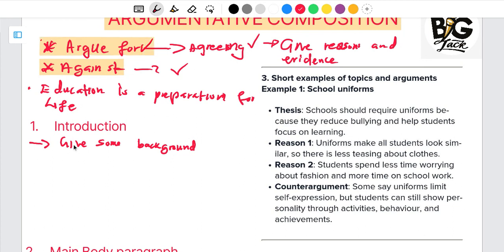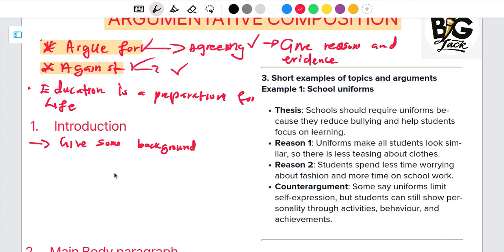So here, by giving some background, I'm going to say, according to the history of education in Zambia, a long time ago, or many years ago, when people were not educated, they were like this and this. But you have to stand on one side, not whereby you say, long time ago, even if people were not educated, they were getting jobs. Meaning to say you are against education being the preparation for future. So you have to give some background.